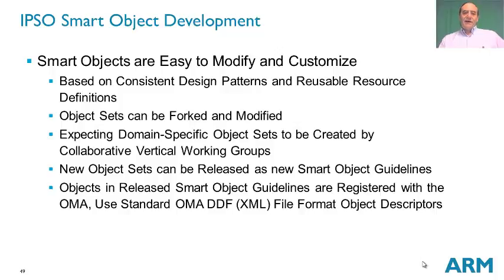And we're expecting the new IPSO smart objects to be defined by collaborative working groups composed of industry representatives who are familiar with particular domain-specific vertical industries. So, for example, a set of IPSO automotive objects might be made by a committee that has some experience defining automotive APIs. New object sets will be released as new smart object guidelines, and all the guidelines will use a standard set of file descriptors and schema files.